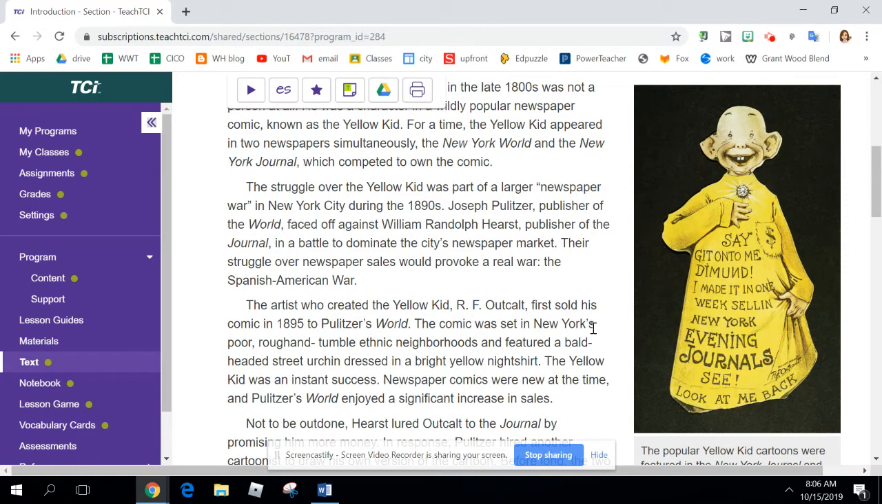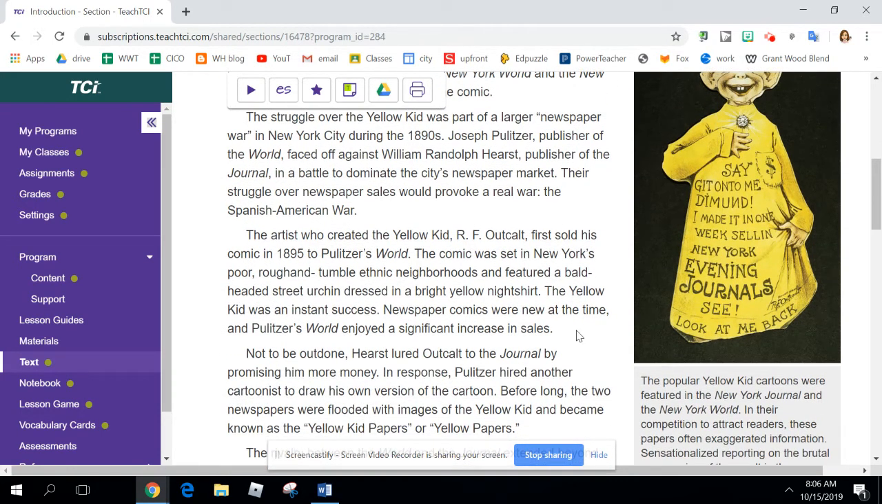The struggle over the Yellow Kid was part of a larger newspaper war in New York City during the 1890s. Joseph Pulitzer, publisher of the World, faced off against William Randolph Hearst, publisher of the Journal, in a battle to dominate the city's newspaper market. Their struggle over newspaper sales would provoke a real war, the Spanish-American War.